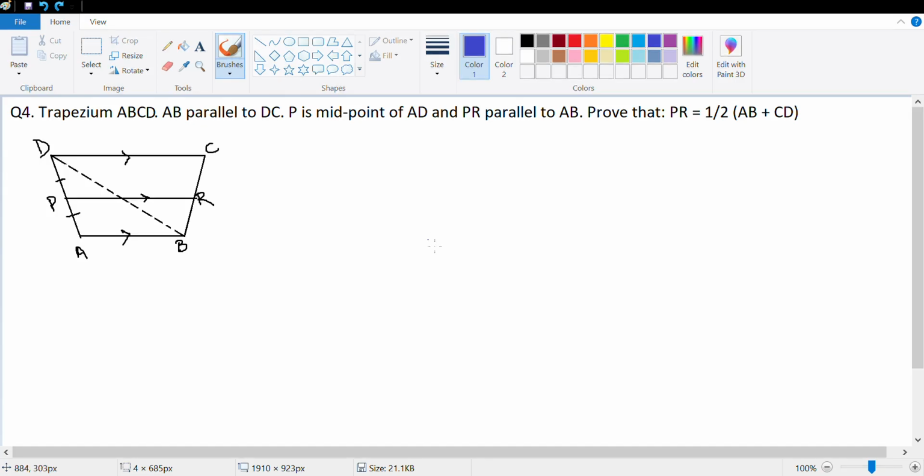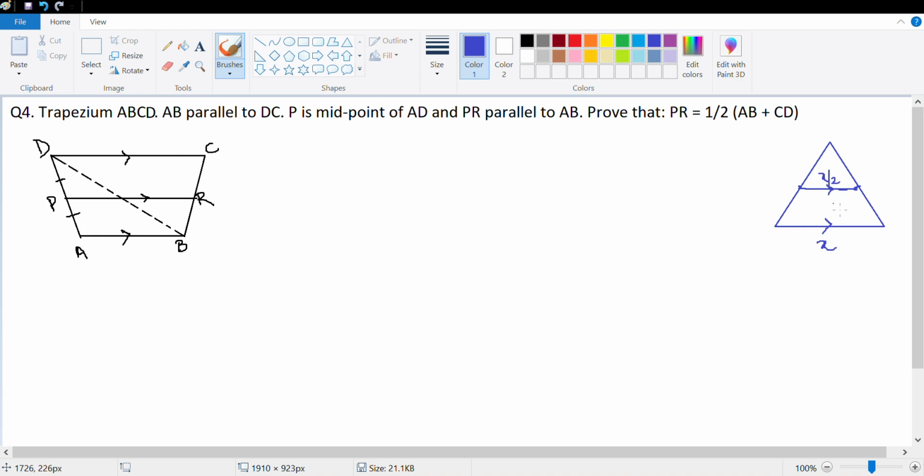Hi guys, let's look at the next question in our chapter, Midpoint Theorem and its converse. Before we start, let's quickly revise what the midpoint theorem is. The midpoint theorem states that if you have a triangle and you join the midpoints of any two sides, then this line segment is parallel to the third side and is half of it, which means if this side is of length x, then this length is x by 2, half of it.